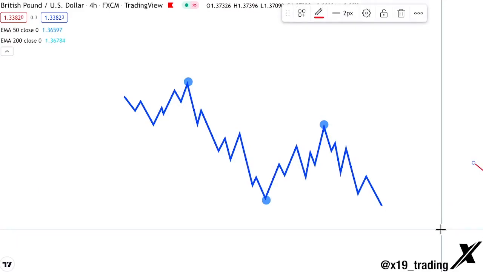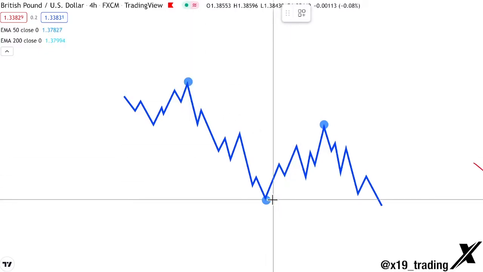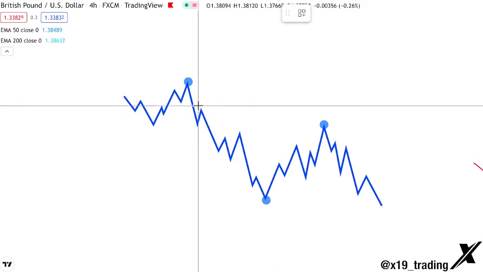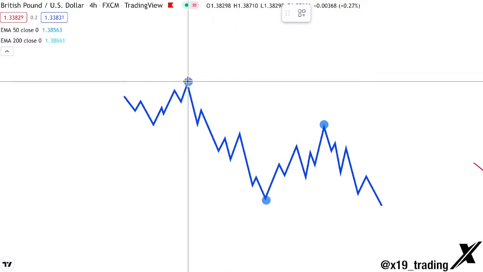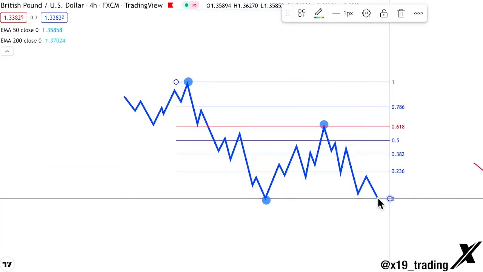So for a downtrend, we go from the swing high to the swing low. For an uptrend, it's literally the opposite way. Or another way is just the start of the impulse. So this is the start of the impulse. In our case, it's a swing high. I'm going to click there and drag it all the way until the swing low, right?